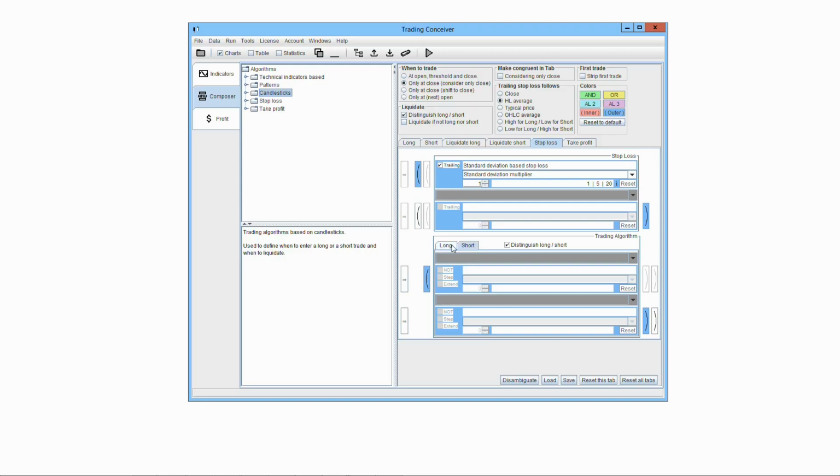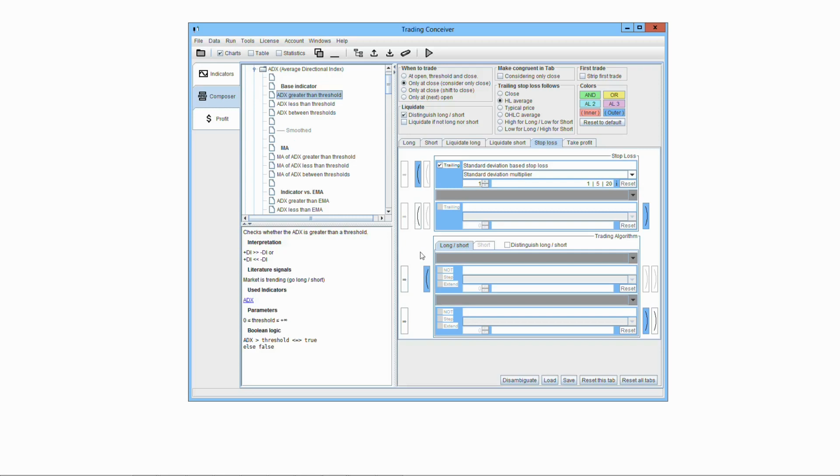The stop-loss algorithms are combined with the long tab when the long position is underway, and with the short tab when a short position is opened. If you don't want to distinguish between long and short trades, deselect the checkbox Distinguish Long-Short. In this case, only one tab is enabled, both for long and short positions. So if necessary, select the standard trading algorithms and insert them in the bottom section.